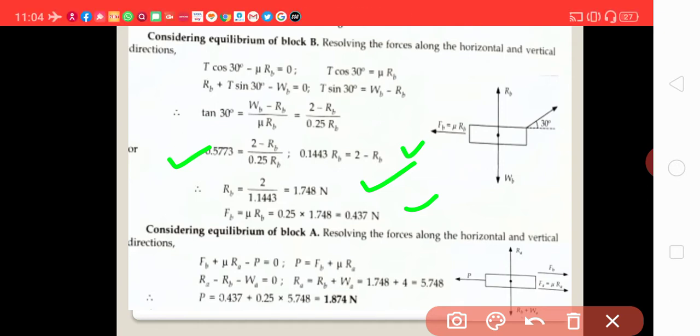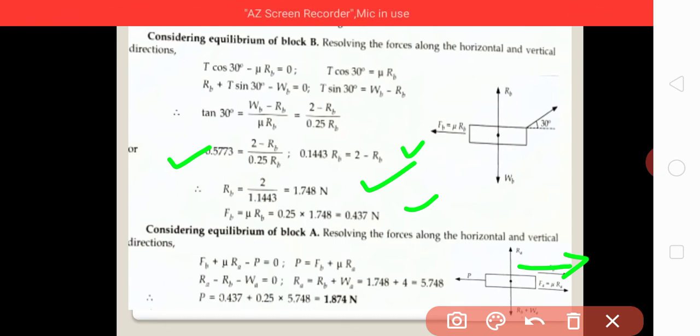Now considering the equilibrium of block A, resolving the forces along the horizontal and vertical directions. When seeing from block A, the frictional force between the two surfaces will be this way, which was equal to how much? 0.437. So FB plus mu RB minus P equals FB plus mu RA. On solving, you find that P equals 1.874.